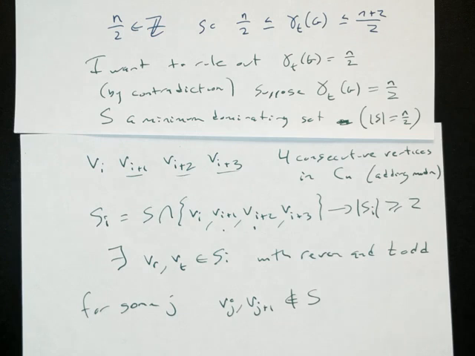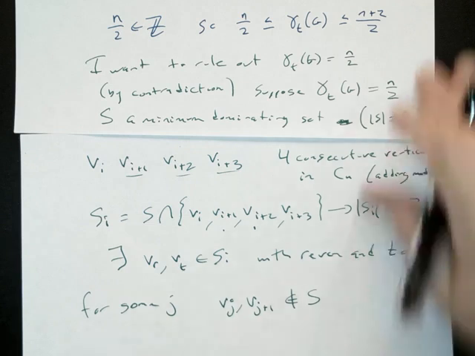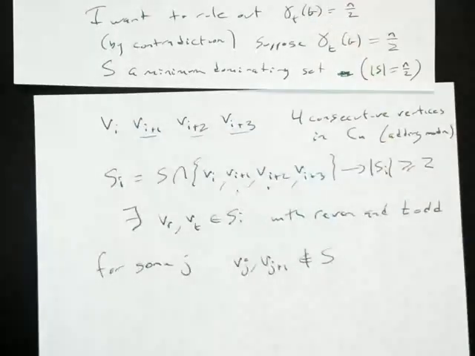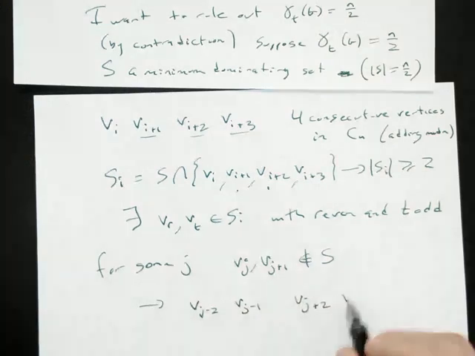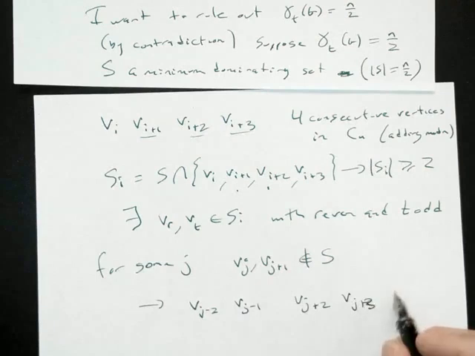Pick two in a row, I skipped two. Then those two are the two I skipped. But that means the two before and the two after need to be there. If I skipped Vj, I have to have Vj minus 1, and I have to have Vj minus 2 to cover Vj minus 1. If I skipped Vj plus 1, I have to have Vj plus 2. I have to have plus 3 to cover Vj plus 2.